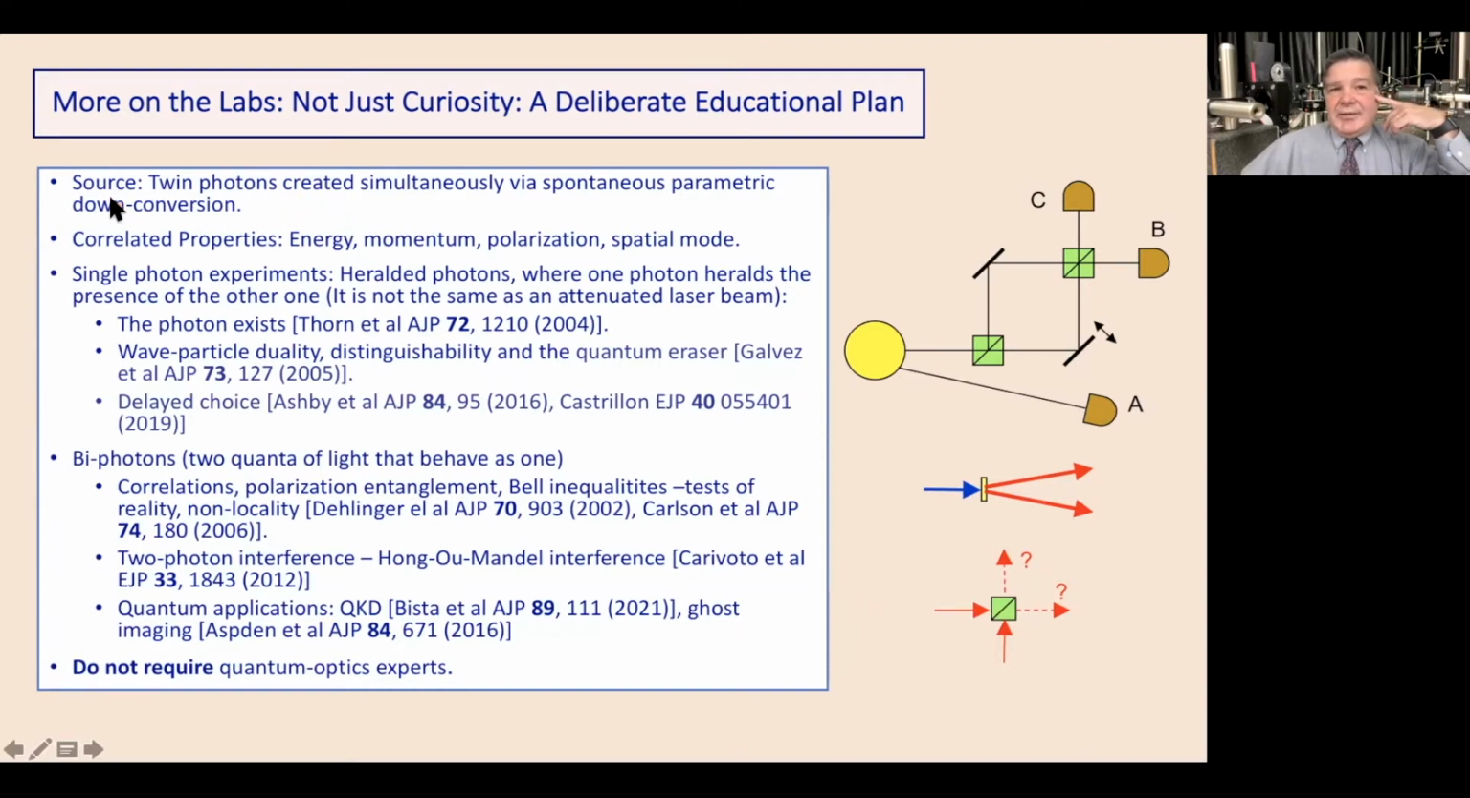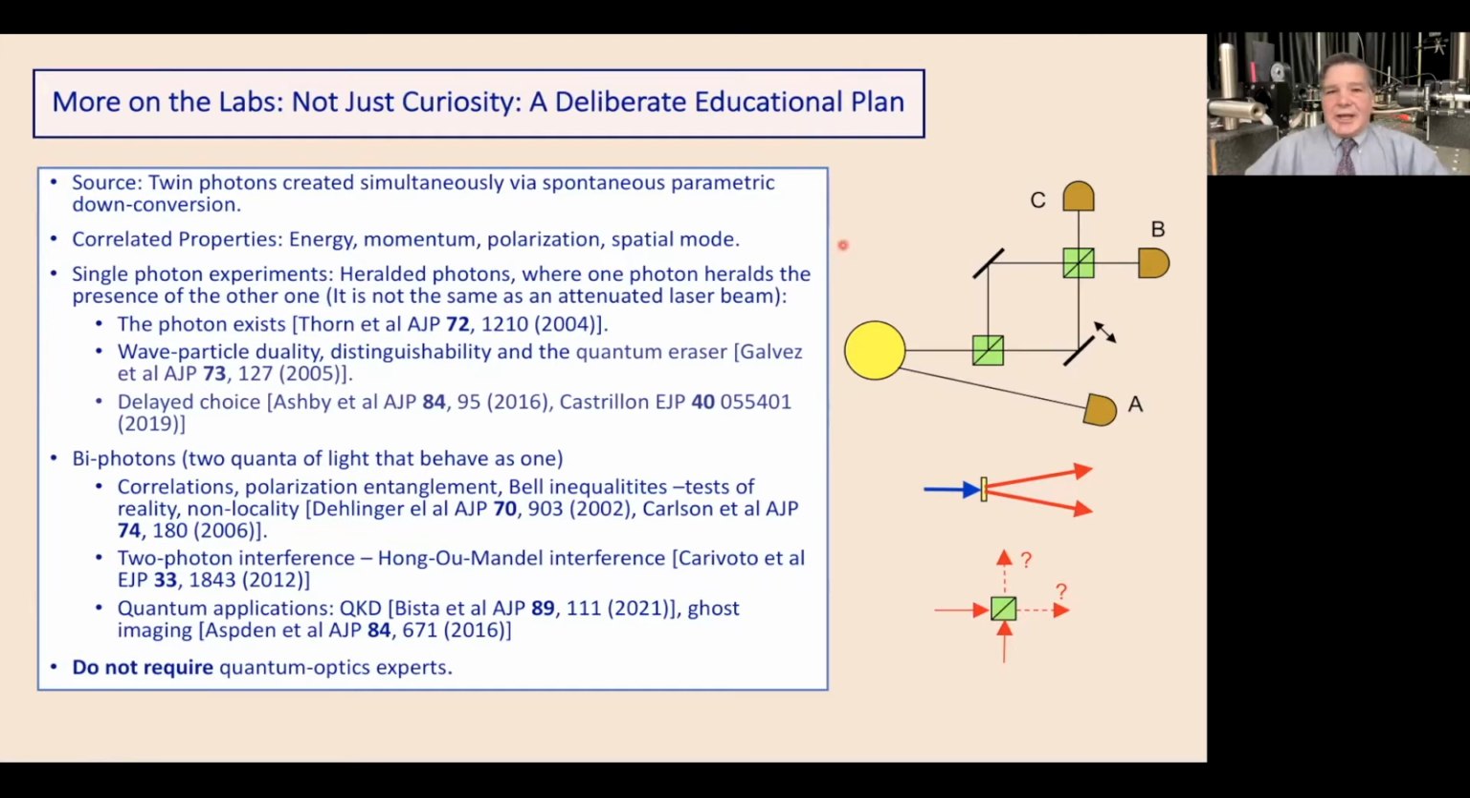Then we start with twin photons that are created by some process called spontaneous parametric down conversion. Some obscure kind of name, but that is the process. We create two photons and we do stuff with them. These photons are correlated in energy, momentum, polarization, spatial mode. So there's a lot that we can do with these photons.